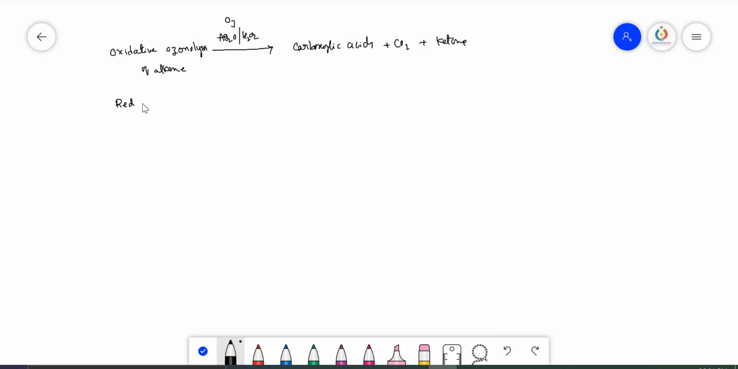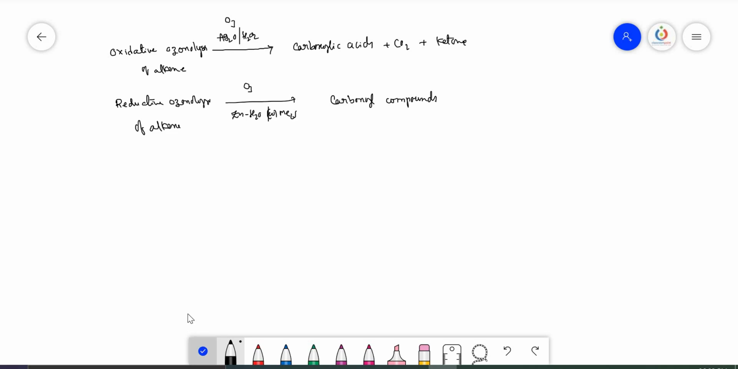Reductive ozonolysis of alkenes we carry out in the presence of zinc and H2O, or else we can take dimethyl sulfide. We get only carbonyl compounds. So these are the products we generally expected and got in yesterday's reactions.